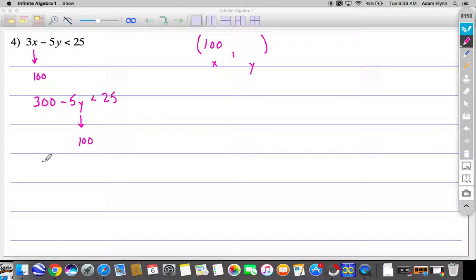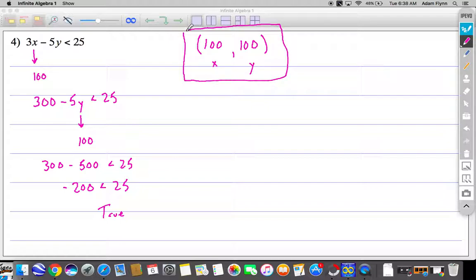So if I do that, I get 300 minus 500 is less than 25. So when I do 300 minus 500, I get negative 200 is less than 25. So of course this is true, because negative 200 is way less than 25. There's no doubt about it. So the point that satisfies this linear inequality is 100, 100. Okay, all about common sense for standard form.